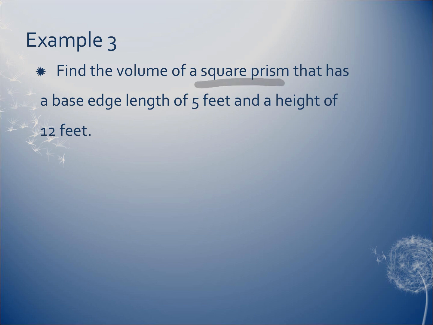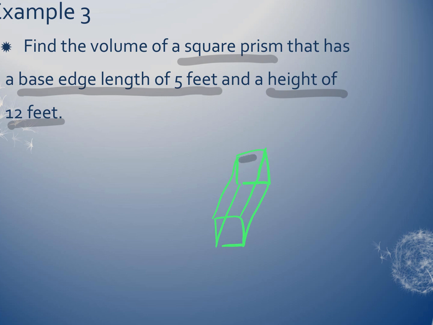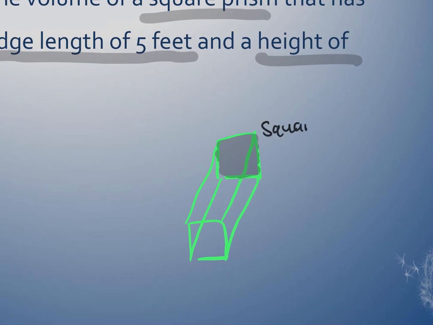Find the volume of a square prism that has a base edge length of 5 feet and a height of 12 feet. Were we given a picture? What do you think I'm going to do? Draw a picture. So draw the best square you can, and draw that same square a little bit further down. Oof, this is not going well. Square, square. There we go. Okay, so the shape of my base is what shape? A square, okay?